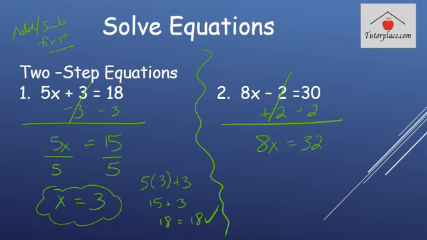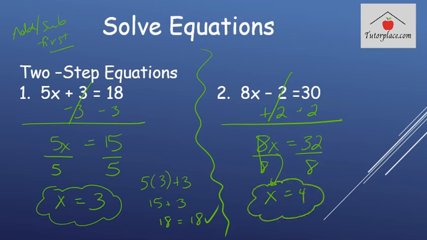Now I'm multiplying 8 times x, so I'm actually going to divide by 8. If I divide by 8 on one side, I have to divide by 8 on the other. So here I'm left with just that x, equals 32 divided by 8 gives me a 4.